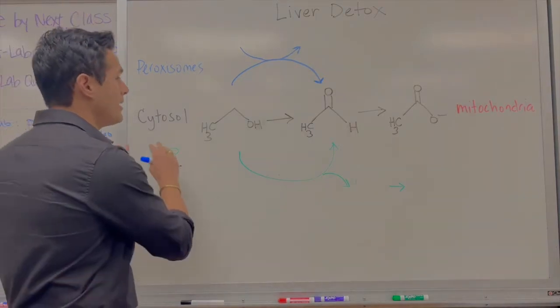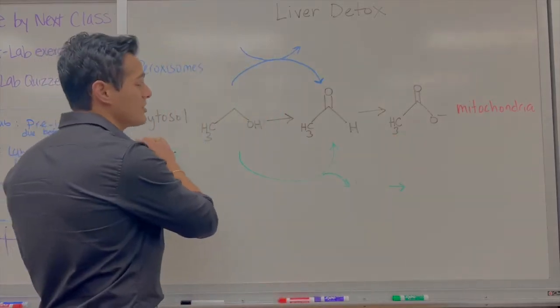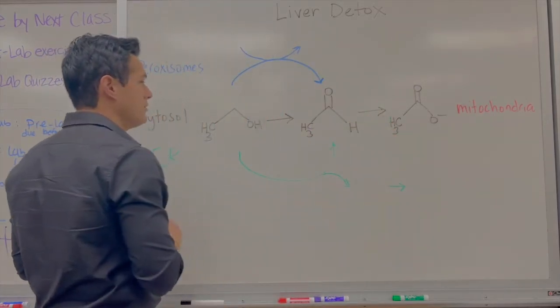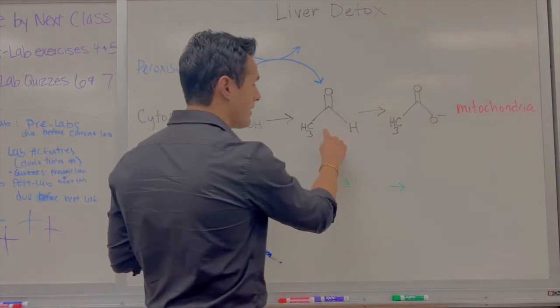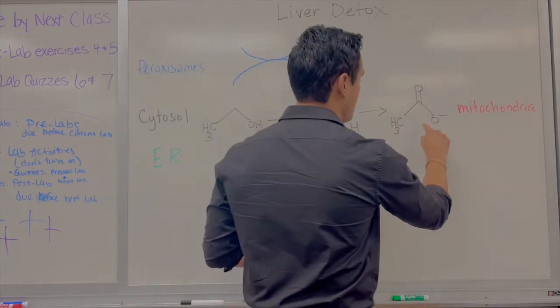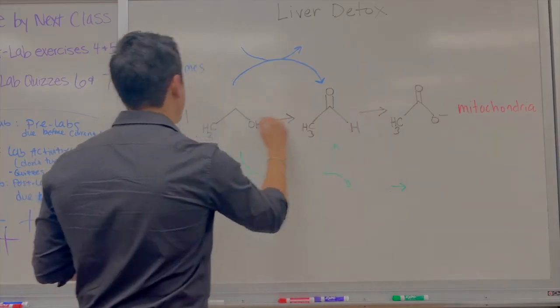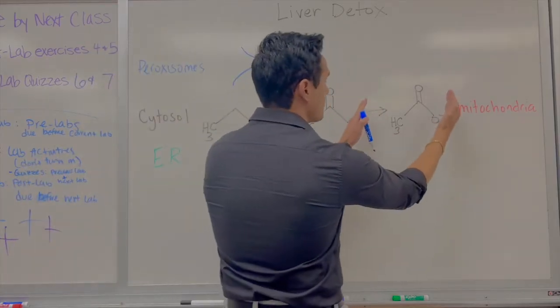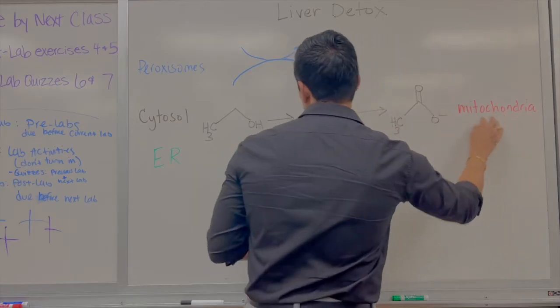Well, the primary reaction here occurs within the cytosol. So 90% of the alcohol that we consume, we start here with ethanol. From there, it gets converted to acetaldehyde. From acetaldehyde, it then gets converted into acetate. Like I said, this is occurring here in the cytosol. This part right here where we're converting it into acetate, that occurs here in the mitochondria.